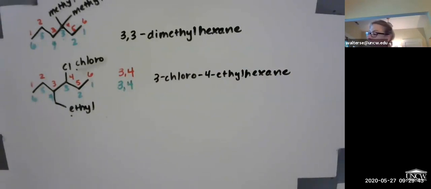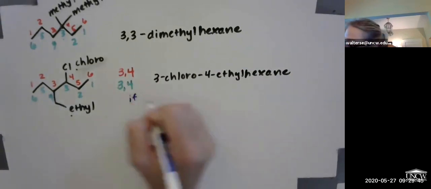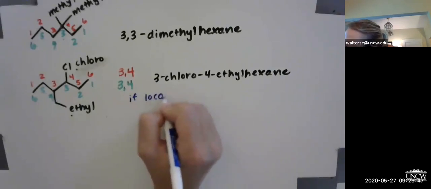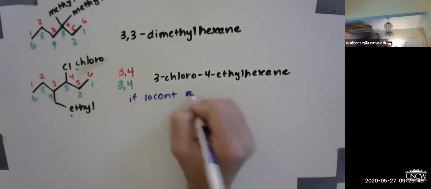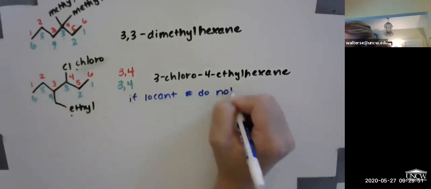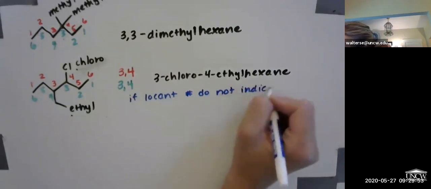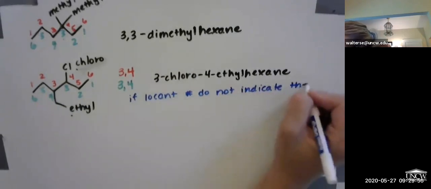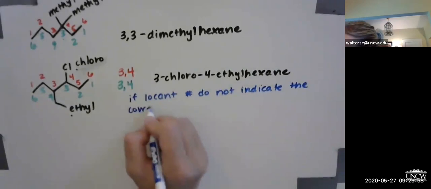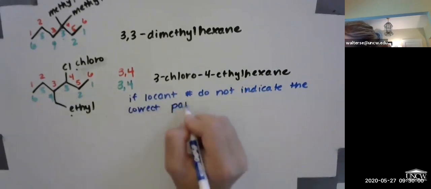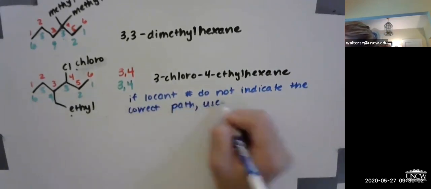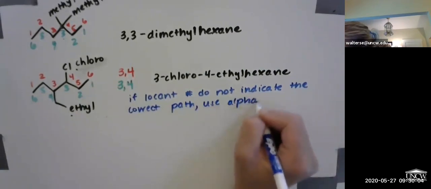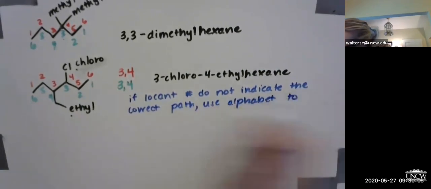So on this one, if the locant numbers do not indicate the correct path, use the alphabet to pick.